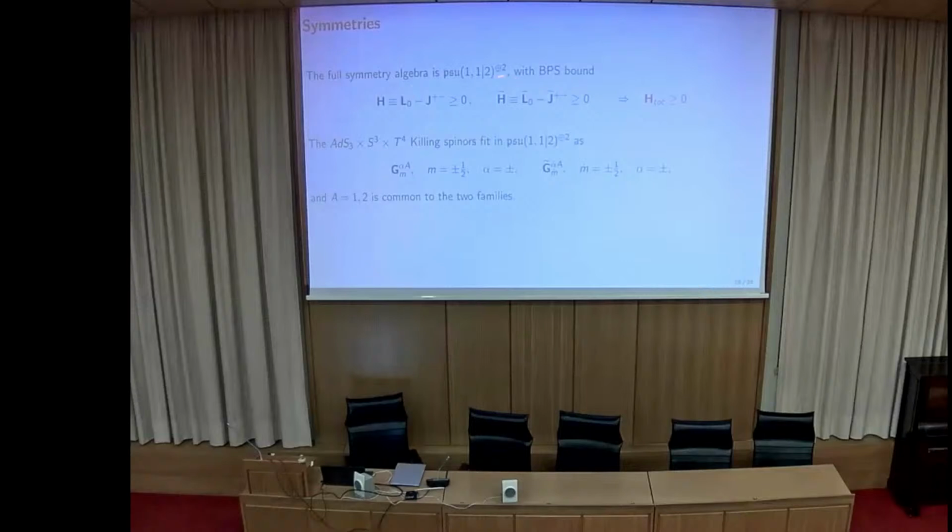The Killing spinors in the full algebra, PSU(1,1|2), are, well, two copies. There are 8 per copy, and I call them G^α_{AM}. M is the SL(2) quantum number, α is the SU(2) one, and the A is just something that tells you that there are more charges than you want. There are 2 families, A equals 1 and 2.